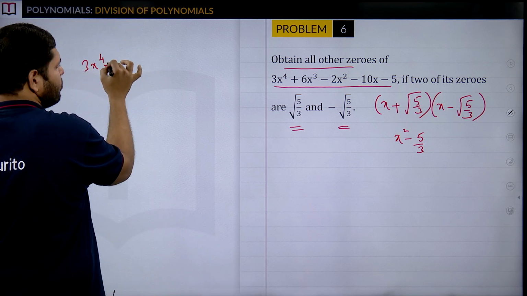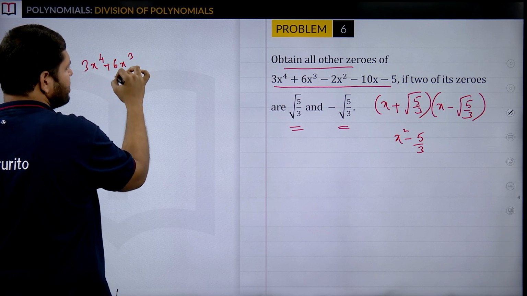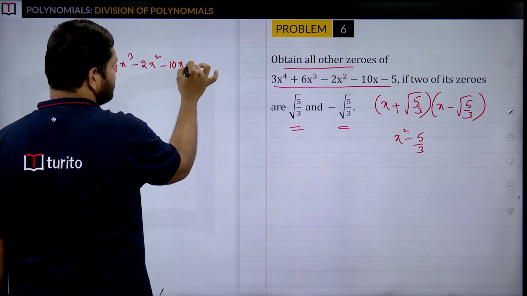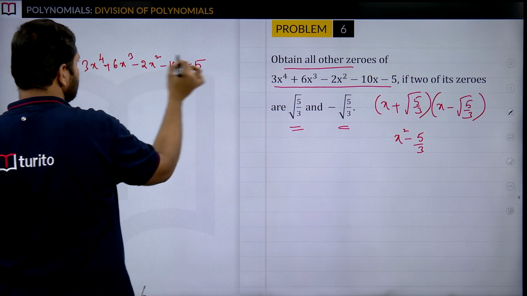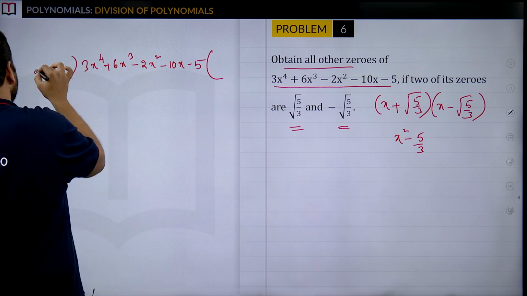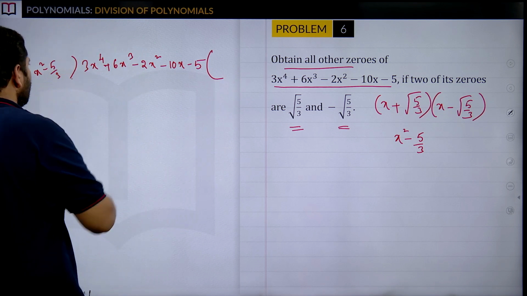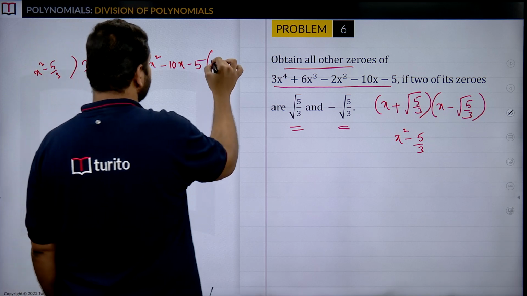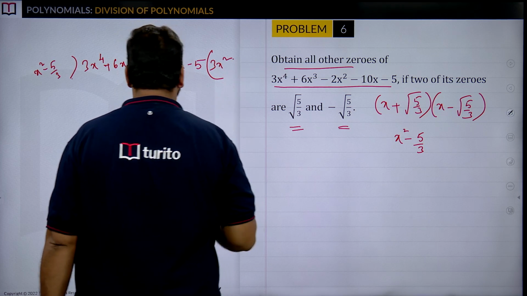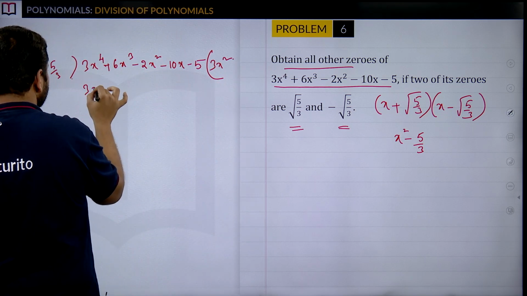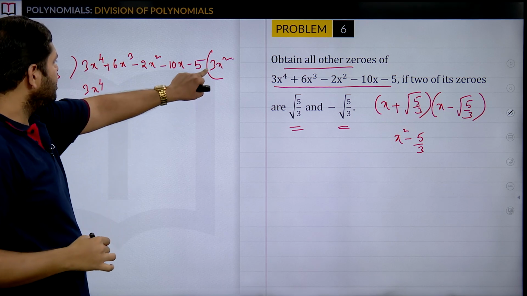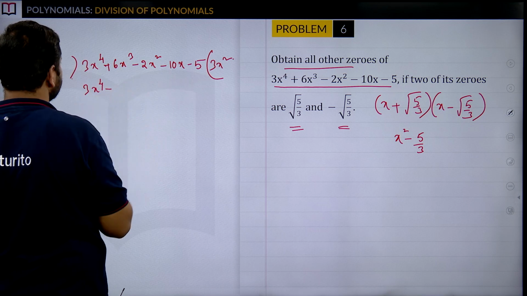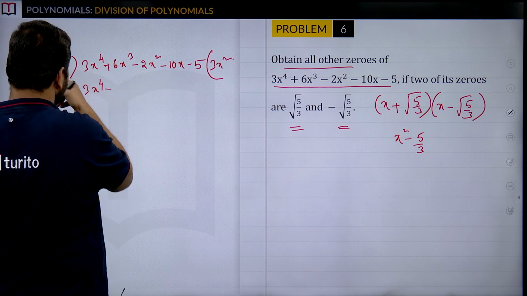So 3x power 4 plus 6x cube minus 2x square minus 10x and minus 5. So divide with what, children? X square minus 5 by 3. Now children, multiply with, it is 3x power 4 term, it is x square term. So just multiply 3x square. So when I multiply 3x square, I am going to get here 3x to the power of 4. Here numerator 3, denominator 3, both get cancelled, children. So this is plus into minus minus, and what I am going to get, children? This is 5x square.